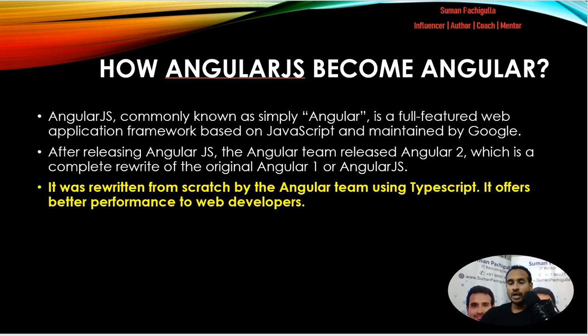Now here, how did Angular 2 come in? It was written from scratch by the Angular team using TypeScript. It offers better performance to web developers. What is TypeScript? TypeScript is a kind of programming language again, also based on JavaScript. TypeScript is like a superset of JavaScript. For example, if JavaScript is this much, TypeScript surrounds a bigger part of it. Whatever is written in JavaScript works, but whatever you write in TypeScript, with a compiler, that code can be converted to JavaScript code.